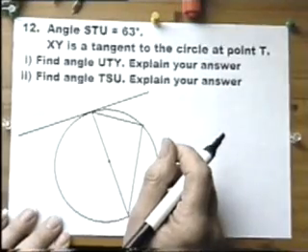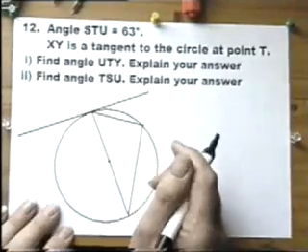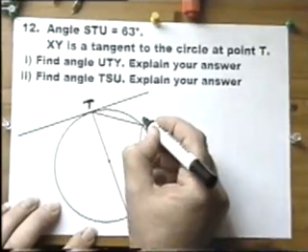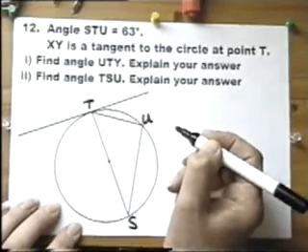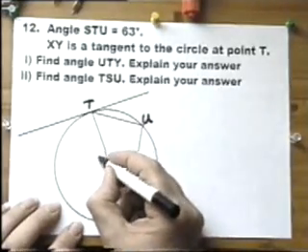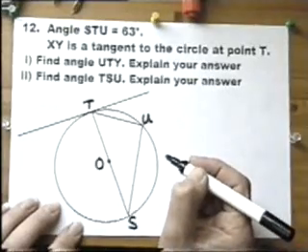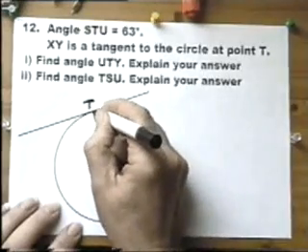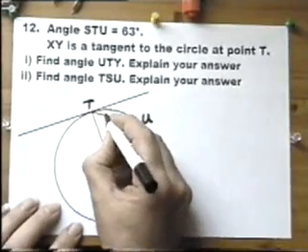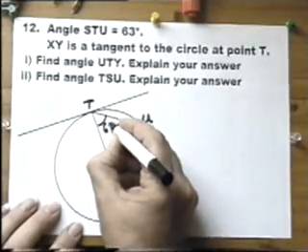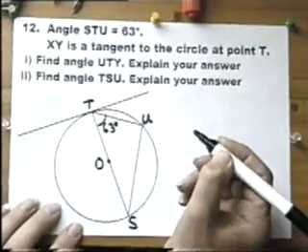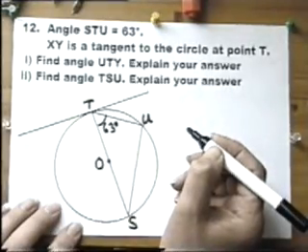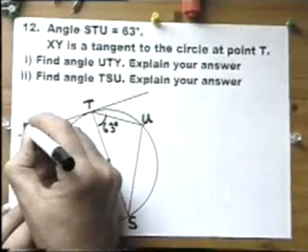In the diagram, S, T and U are points on a circle with centre at O. The angle STU, where's that? STU, the angle STU is 63 degrees. So let's put that in there. It also says that XY is a tangent to the circle at the point T. So this is XY.